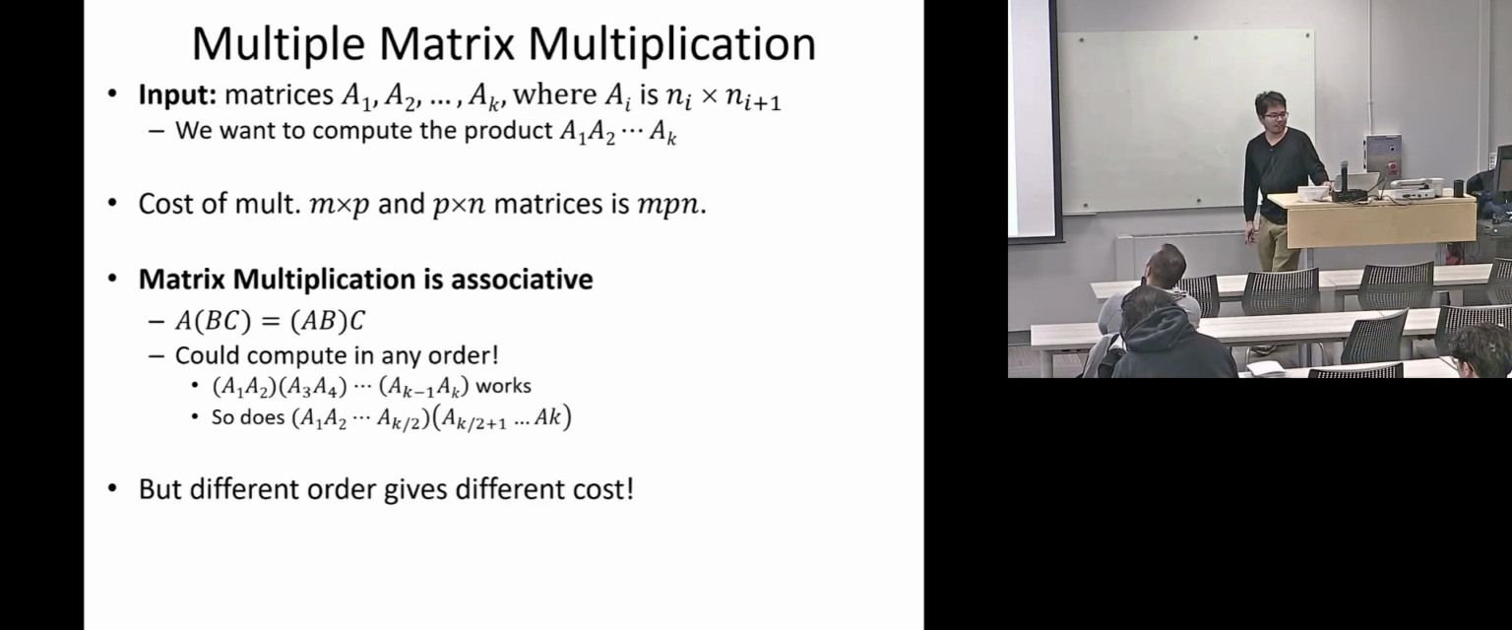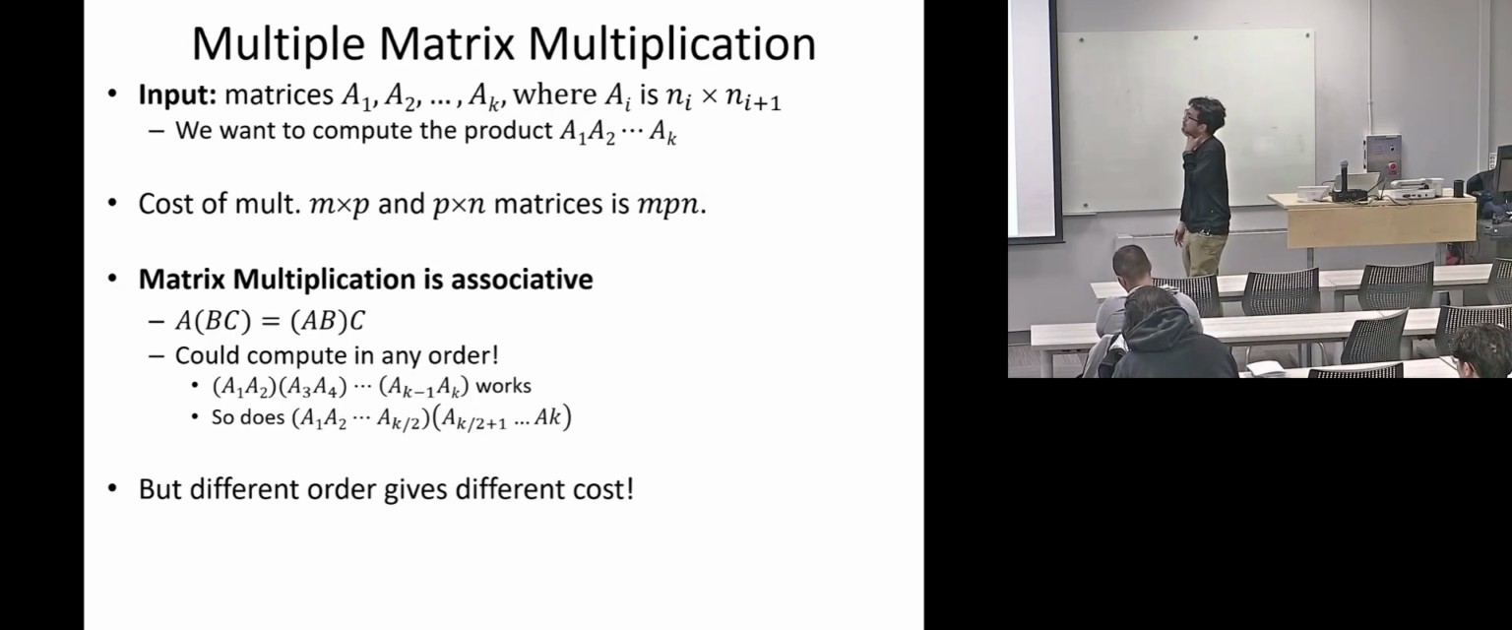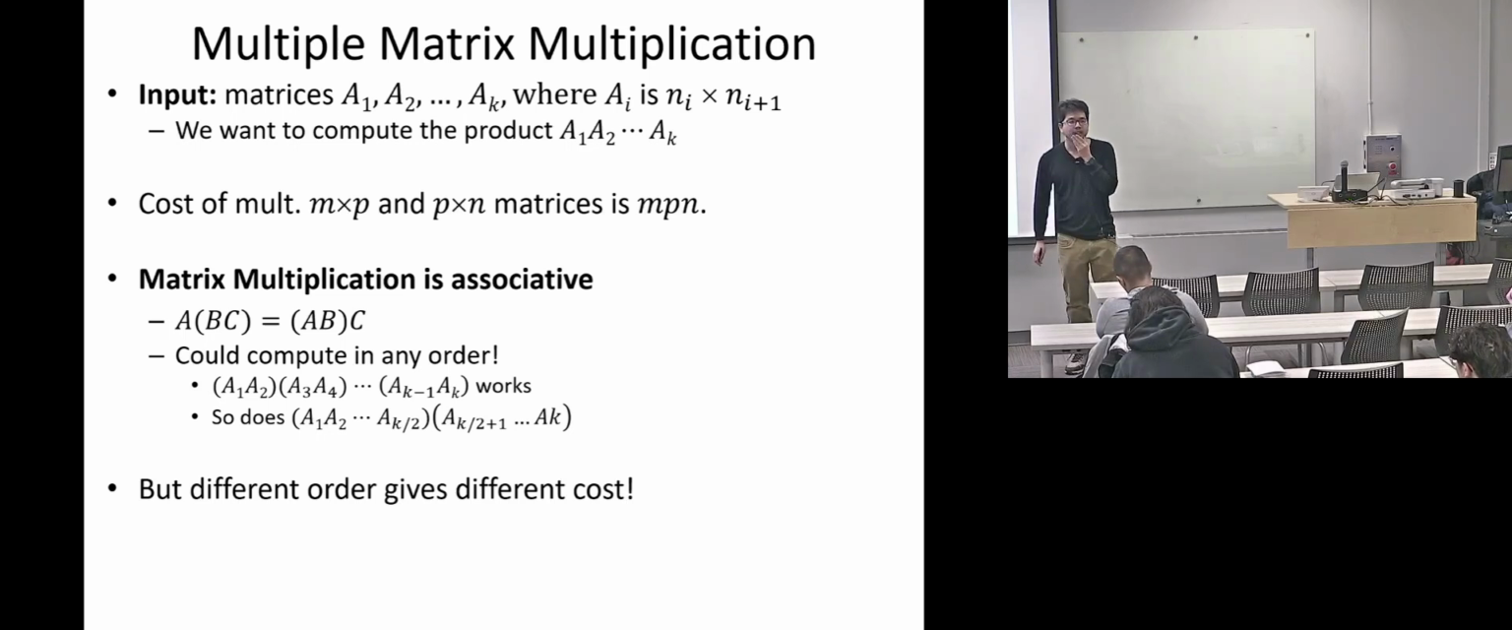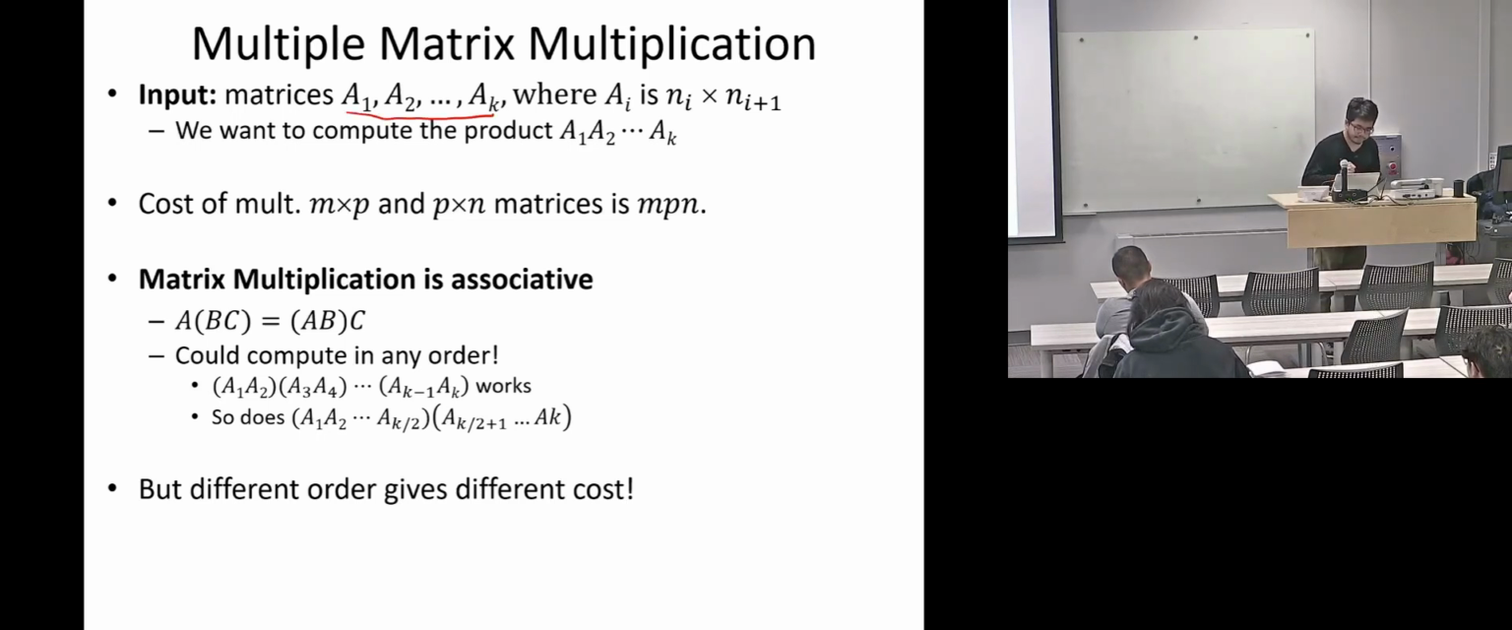All right. Let's move on to the next one. So the next example is called multiple matrix multiplication. In this problem, you have a list of matrices. A1 is some matrix here. A2 is maybe another matrix of this size, and the next one is maybe a matrix of this size.